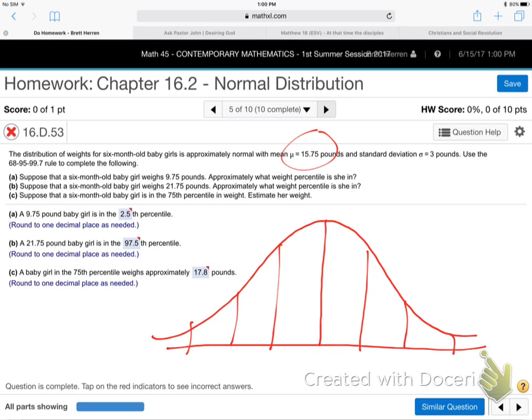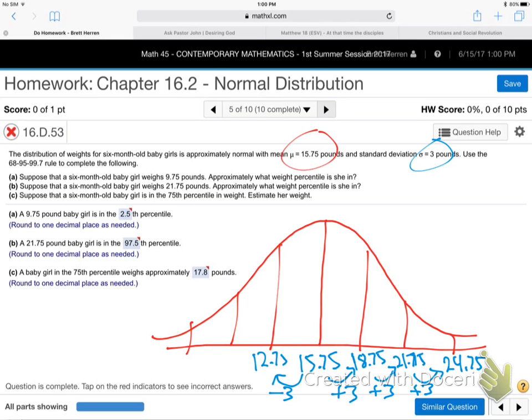Is that the average baby girl weight? 15.75. And the standard deviation is 3, so go up by 3 every time. 18.75, 21.75, and 24.75. I added 3, added 3, added 3. The other way I will subtract 3. 12.75, subtract 3, 9.75, subtract 3, 6.75.